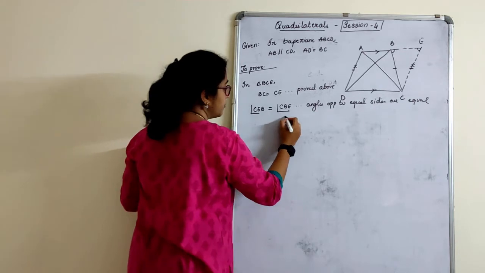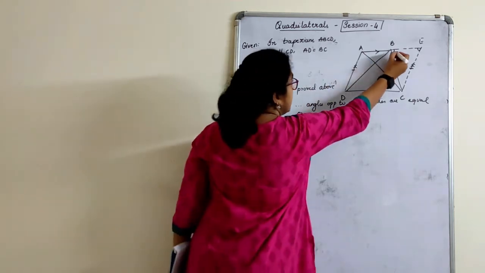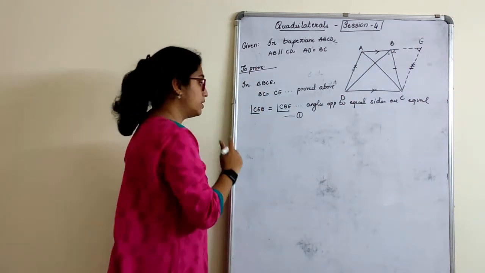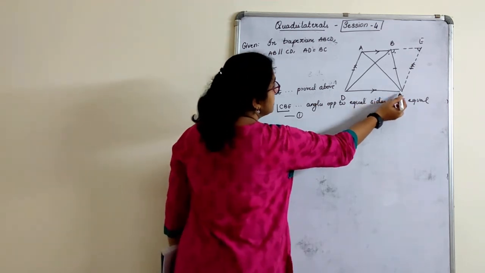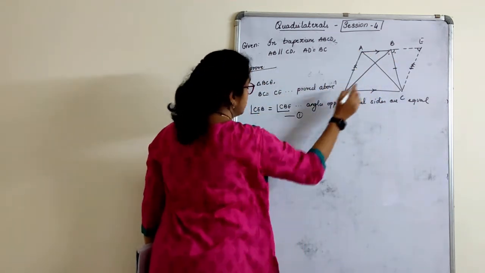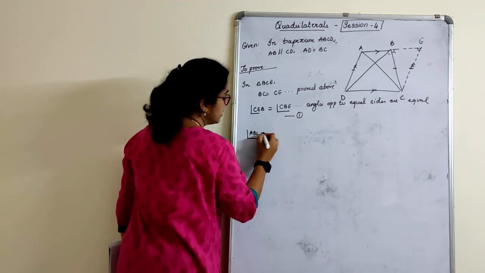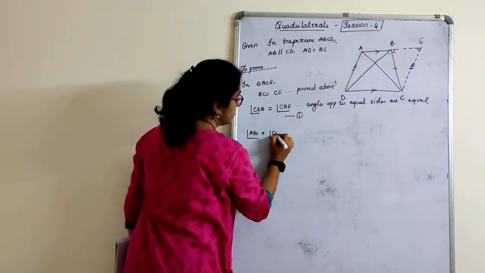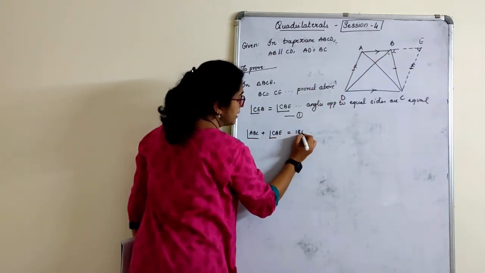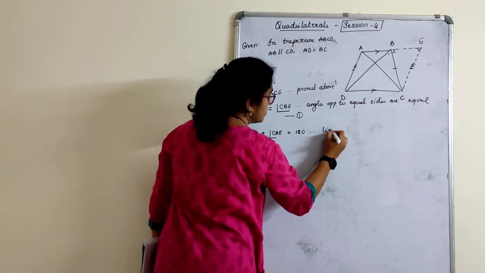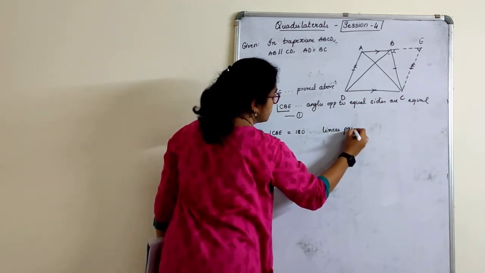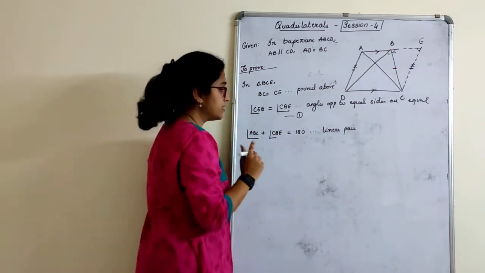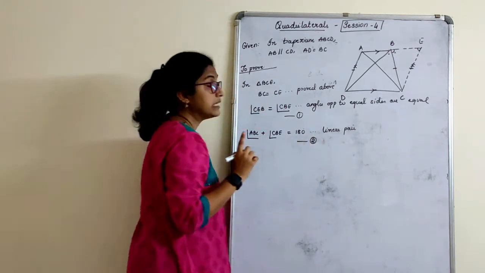Done? Equation 1. Next, can I tell this angle and this angle together they form a linear pair? Can we tell that? Okay, we will write. Angle CBA or angle ABC will use. Angle ABC plus angle CBE is equal to 180. Reason? Linear pair. Okay, these two are linear pair. Now keep this as this. Equation 2. Next part.